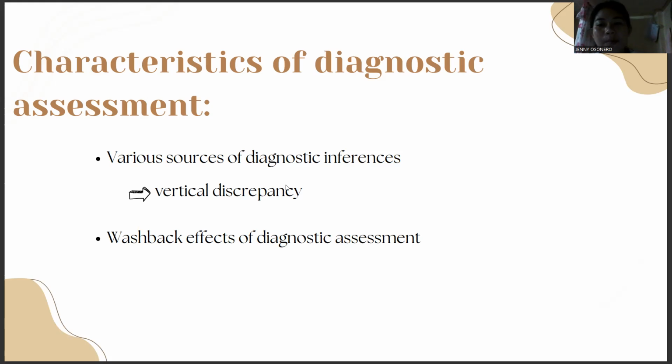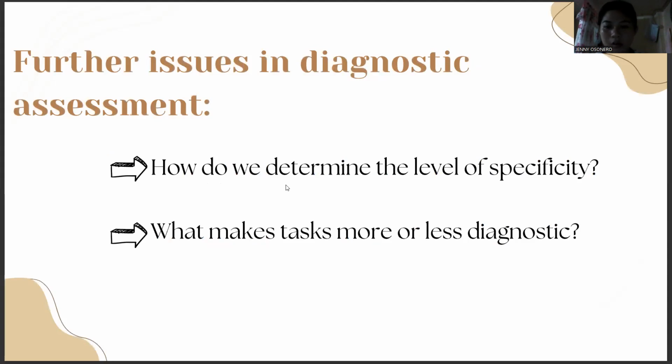In the classroom, a mastery criterion level can be set at any point of instruction wherever teachers need diagnostic information about students' mastery status, instead of relying on final end-of-term performance. Next are further issues in diagnostic assessment. How do we determine the level of specificity, and what makes a task more or less diagnostic?